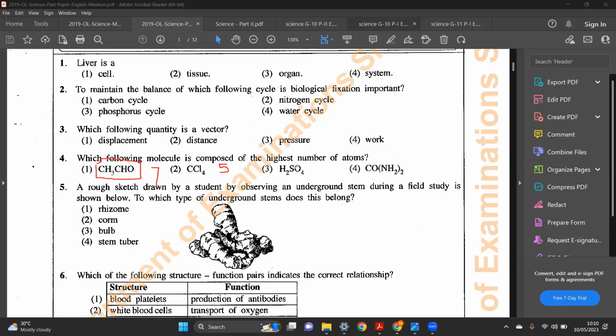Here it would be 5. This would be 7 again. This would be 8, I believe. All right. Yes. So therefore, this is your option. Highest number of atoms.